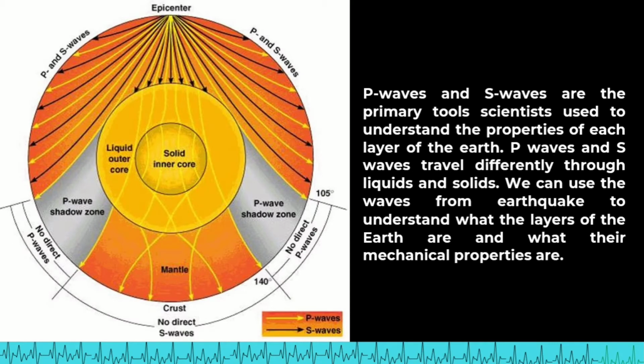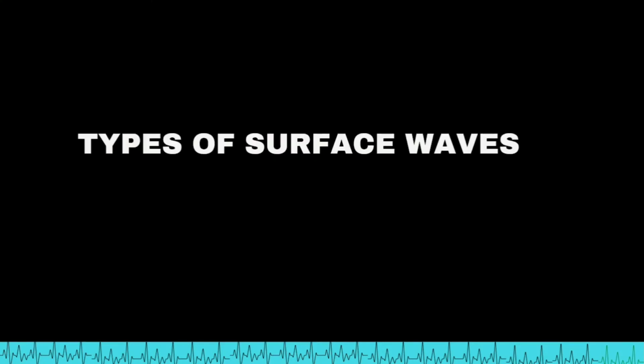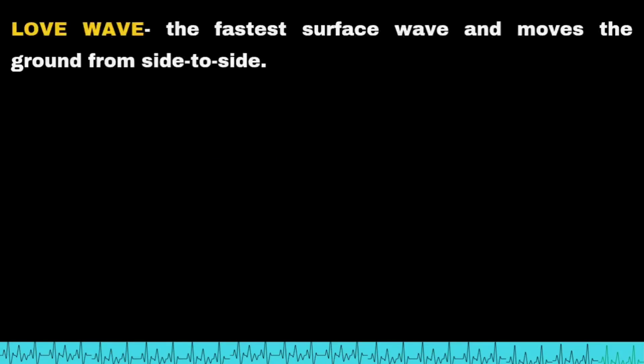P waves and S waves are primary tools scientists use to understand the properties of each layer of the Earth. P waves and S waves travel differently through liquids and solids. We can use the waves from earthquakes to understand what the layers of the Earth are and what their mechanical properties are. Now let us proceed with the types of surface waves.